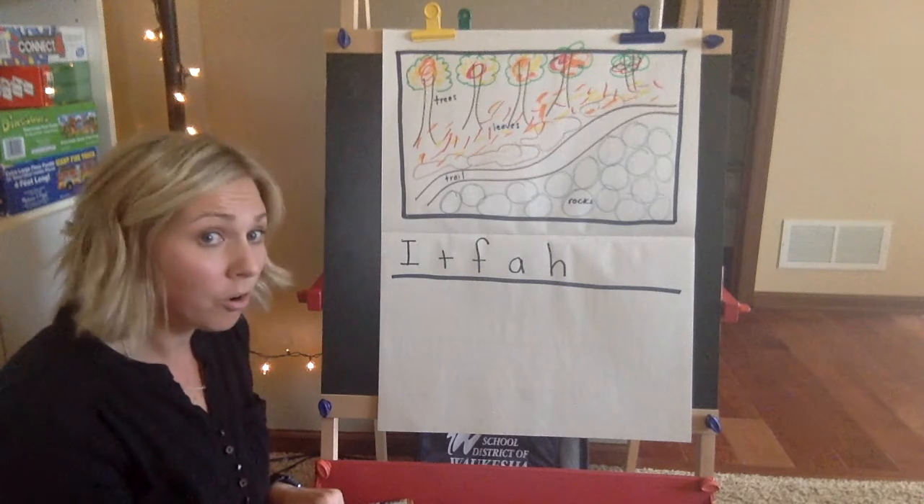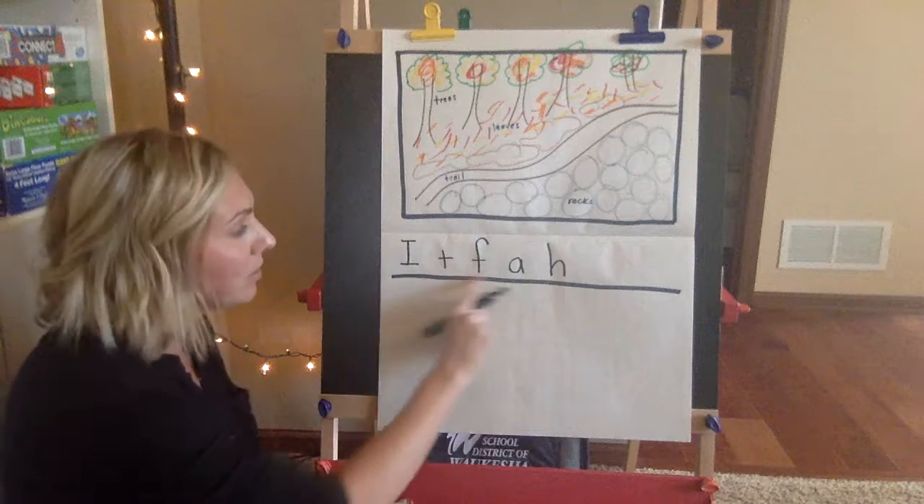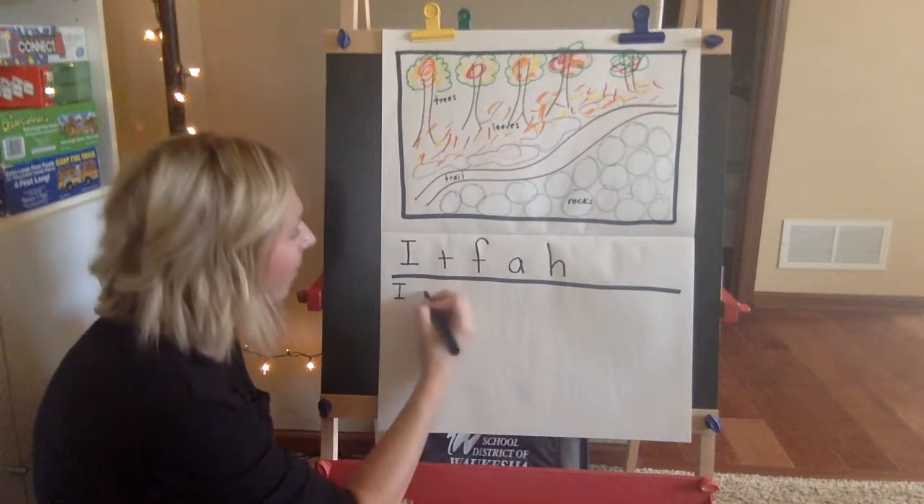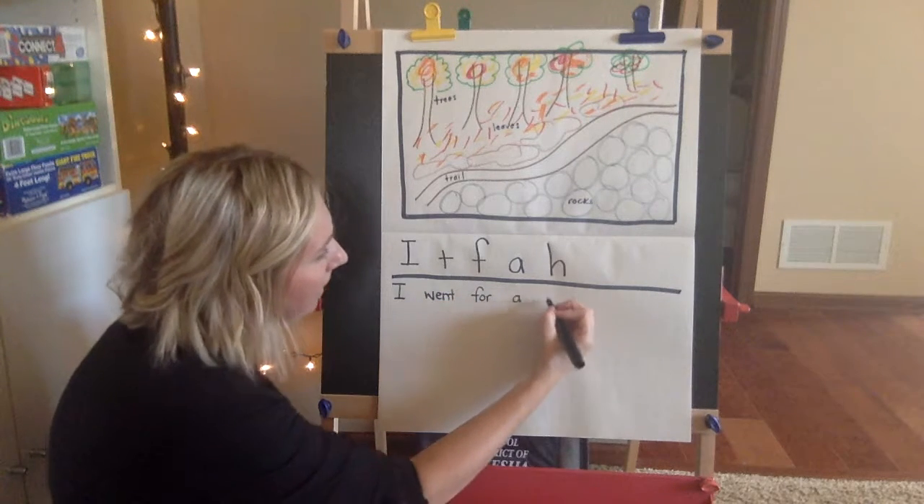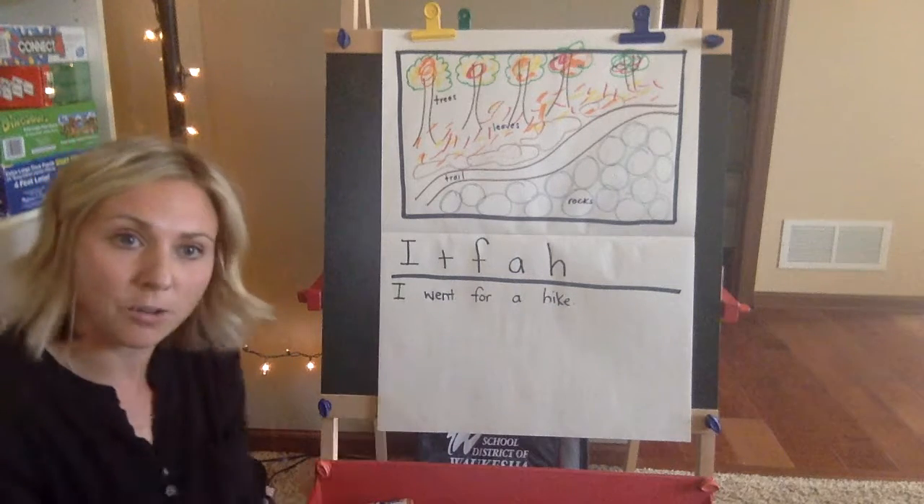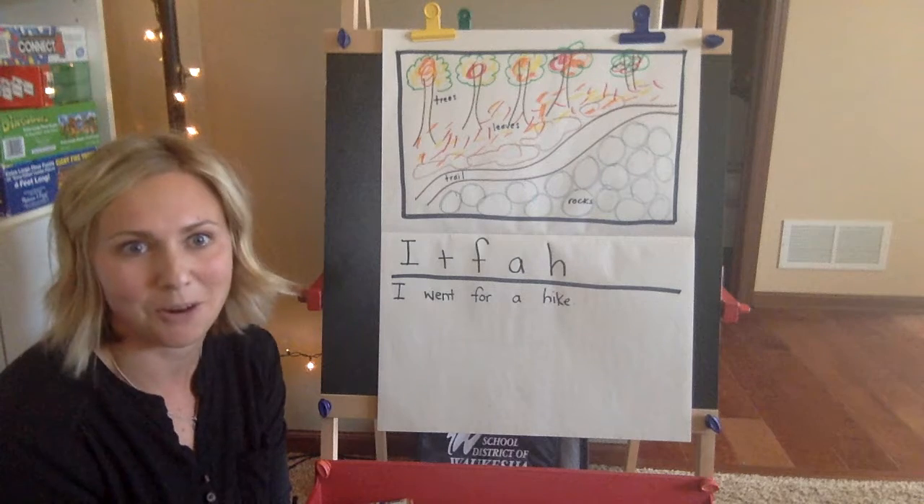Now, then your learning coach or your mom or dad can then write the words underneath it for you. You did your writing, and then they'll do their writing. I went for a hike. Now, it's okay that your writing doesn't look like that writing because you're learning and you're growing, and we're really proud of you.